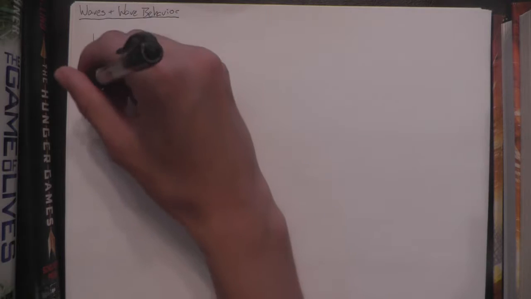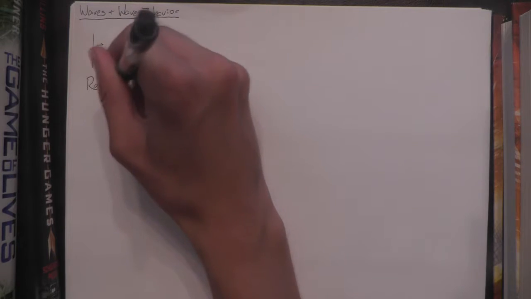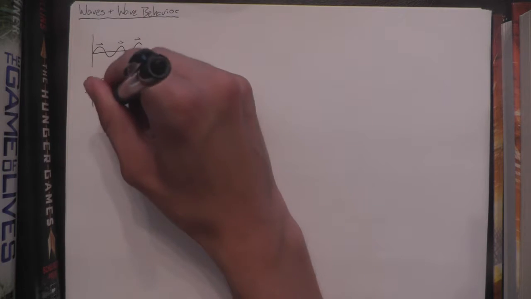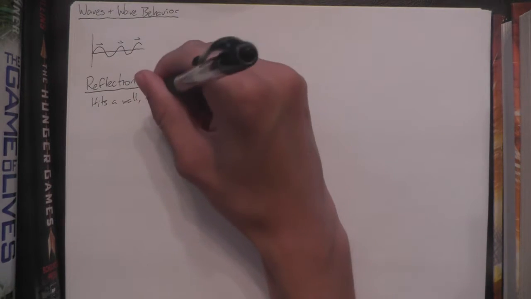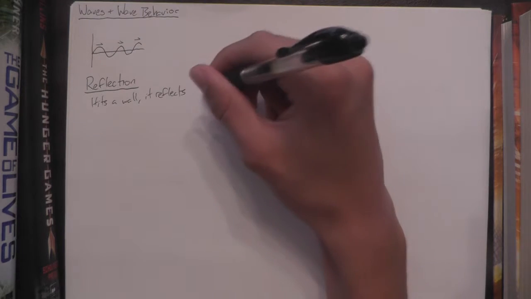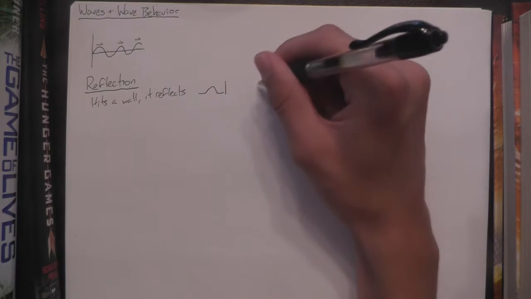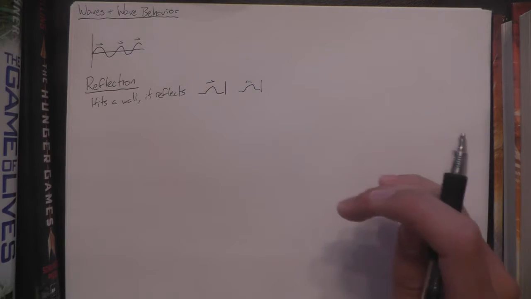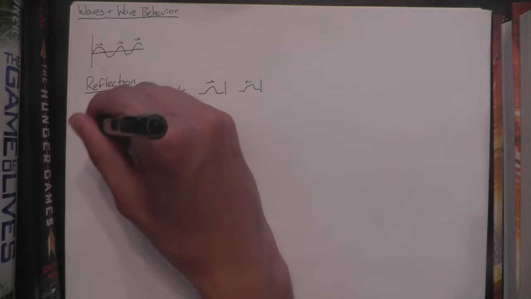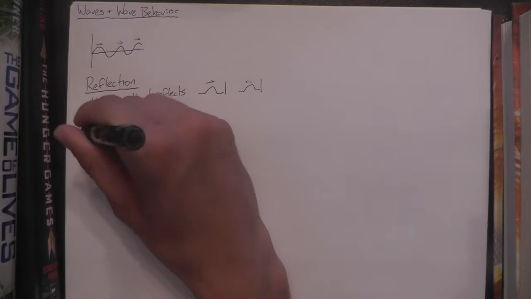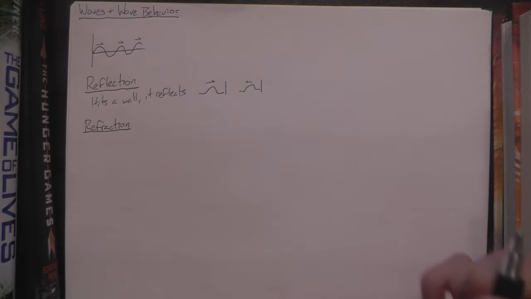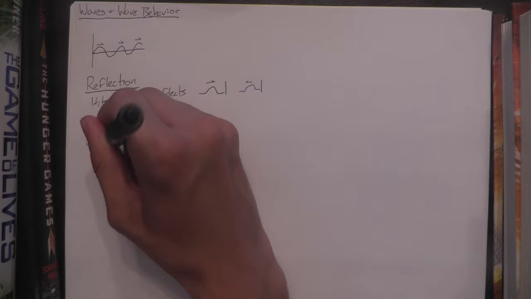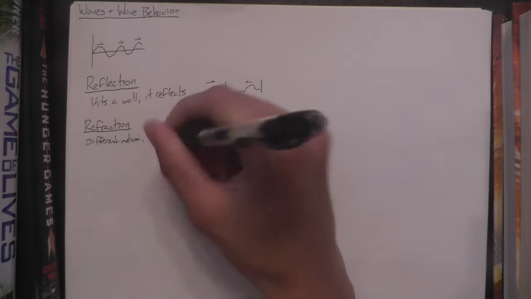These properties are, the first of which being reflection. If you think about it, when a wave hits a wall, it reflects. It just goes up to that wall there, and then it reflects in the opposite direction. Pretty straightforward. Refraction, which is a bit more complicated. It's when the wave enters a different medium, it bends.